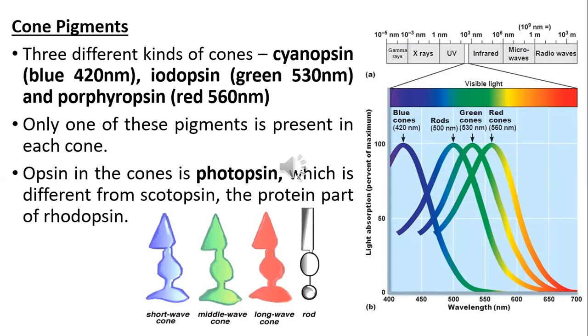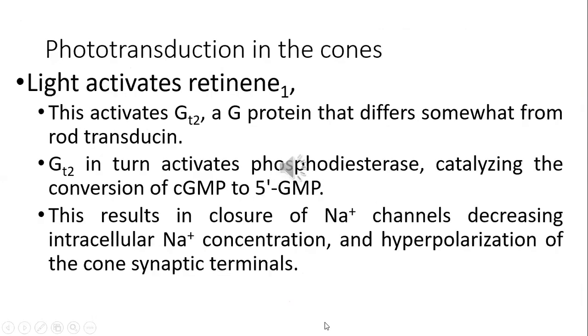Only one of these pigments is present in each cone. So the opsin in the cone is photopsin, which is different from scotopsin, the protein part of rhodopsin. Remember, in the beginning we talked about scotopsin, which is present in rhodopsin. So here there are short wave, medium wave, and long wave cones, as you can see.